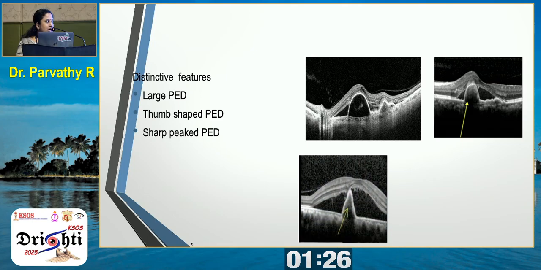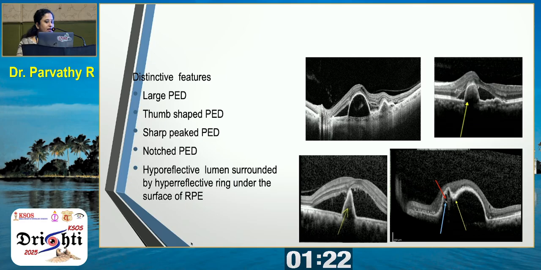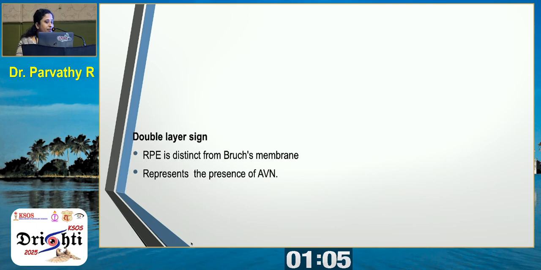Then we have sharp peak PEDs and notch PEDs, and near the notch we can see a hyporeflective lumen, that is the red arrow, which is surrounded by a hyperreflective ring, which usually corresponds to polyps. Then other signs of activity like hyperreflective material, intraretinal fluid, subretinal fluid can be seen.